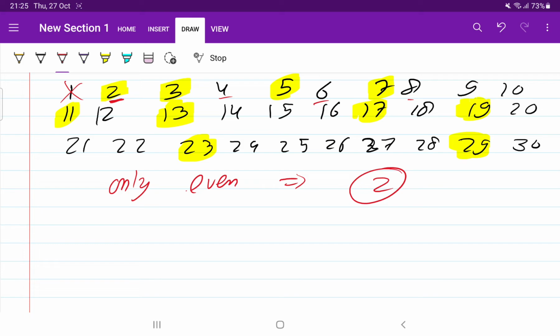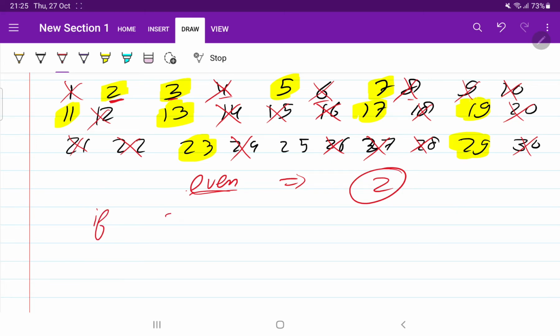Now, once 3 comes, there is no multiple of 3. Means 6 is not there, 9 is not there, 12 is not there, 15 is not there, 18 is not there, 21 is not there, 24 is not there, 27 is not there, 30 is not there. And as 2 is present, all the even numbers are also cancelled out. This was the observation: the only even number that is prime is 2.